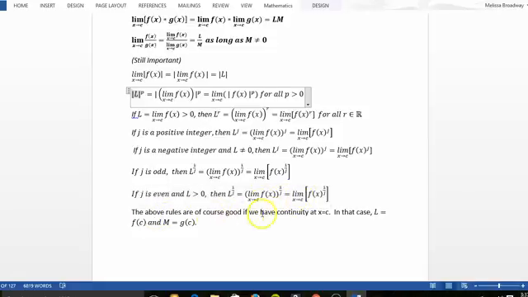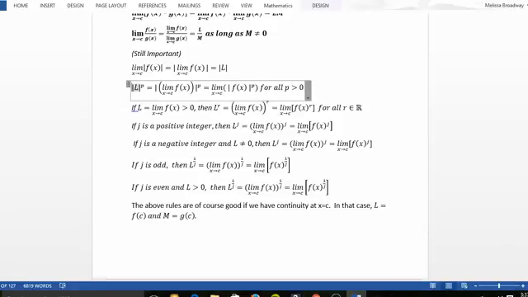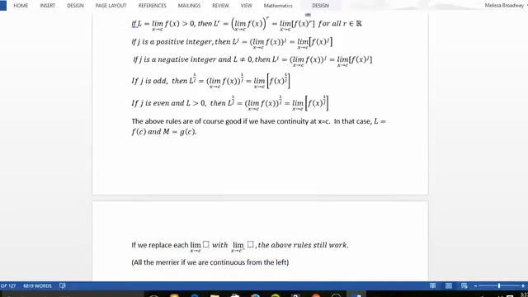The above rules are, of course, good at x equals c. If it just so happens that L equals f of c and m equals g of c, then we're continuous, and we can replace L with f of c and m with g of c. But in general, these rules are still good, even if that's not the case. Even if continuity does not hold at c, we're still okay. These rules are still good.